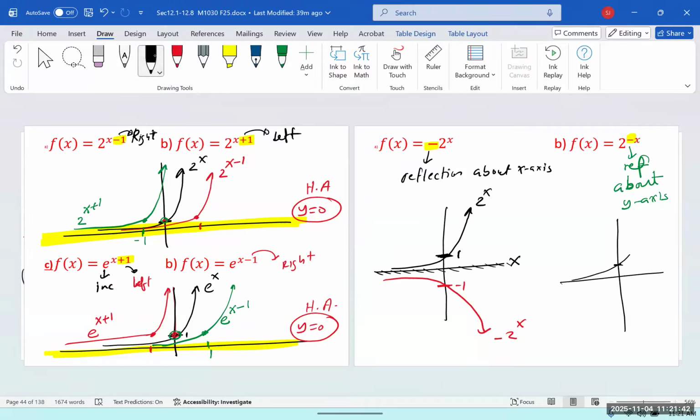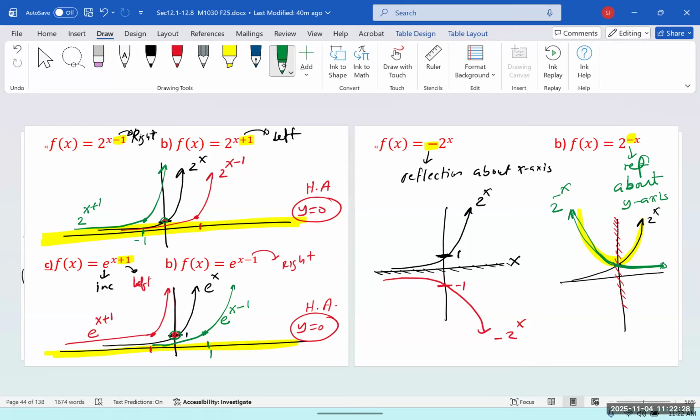So the original one is increasing because it's 2. And if you reflect about the y-axis here, what type of graph are you going to get? You're reflecting about the y-axis. So this portion, the right side of the y-axis, will go on the left side of the y-axis. So this side goes down. So an increasing graph turns into a decreasing graph for a negative power.